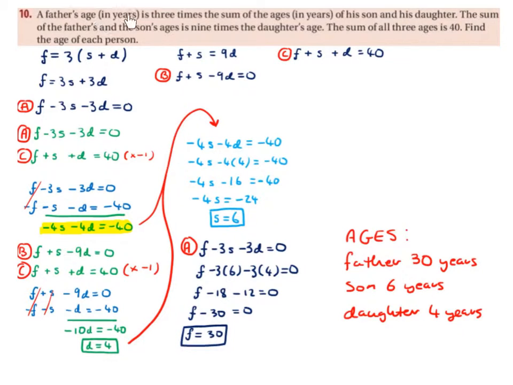A father's age in years is 3 times the sum of the ages in years of his son and his daughter. The sum of the father's and the son's age is 9 times the daughter's age.